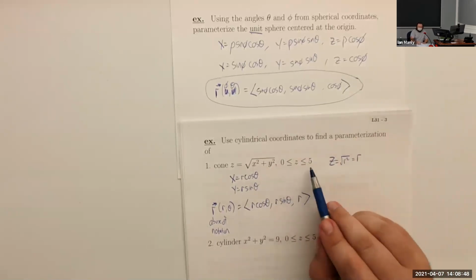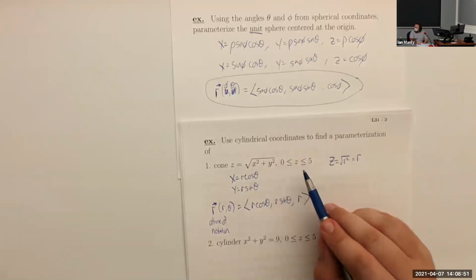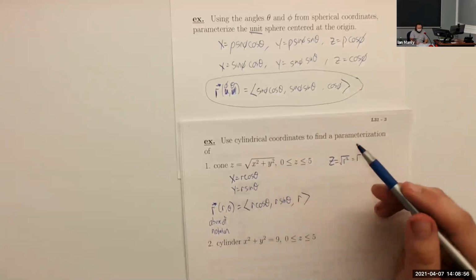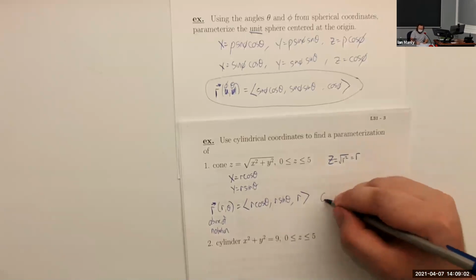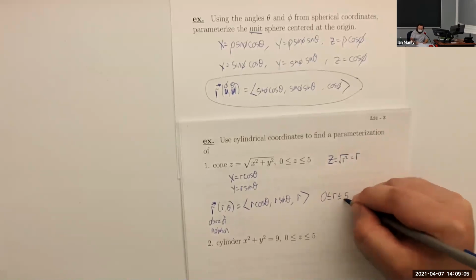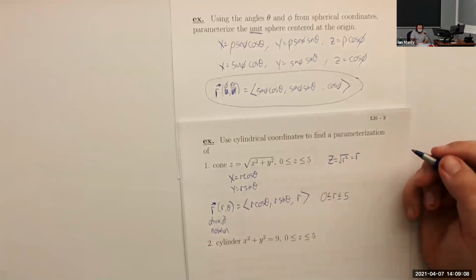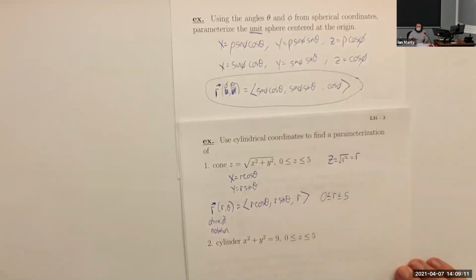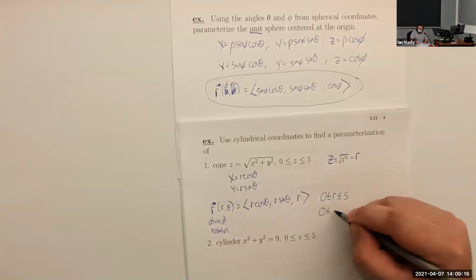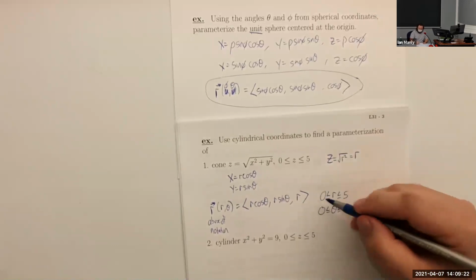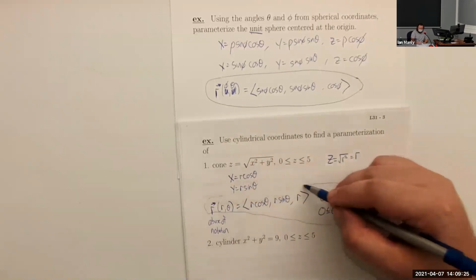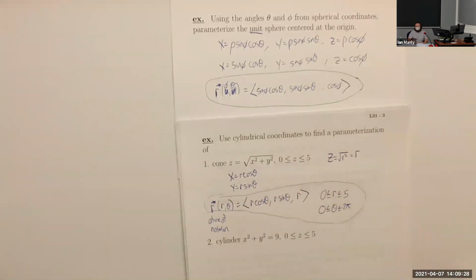Now, because we have this limitation on z right here, we need to make a limitation on our theta and r. Since z is equal to r and z needs to be between 0 and 5, that means r needs to be between 0 and 5 as well. Now what about theta? What are our traditional limitations for theta? We're just going to do 0 to 2 pi. So in addition to specifying the equation for our surface, we also need to specify any restrictions on our variables.